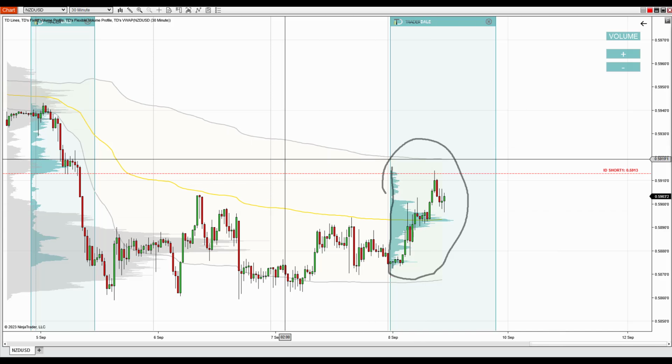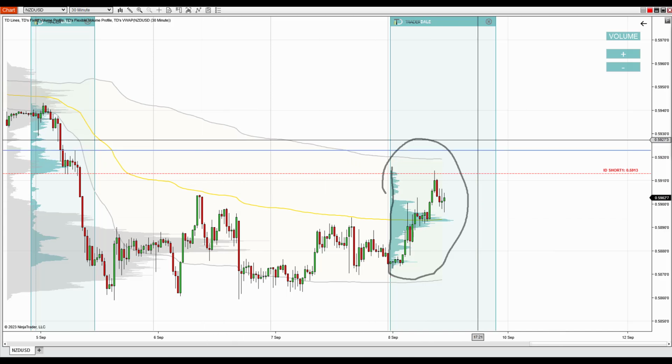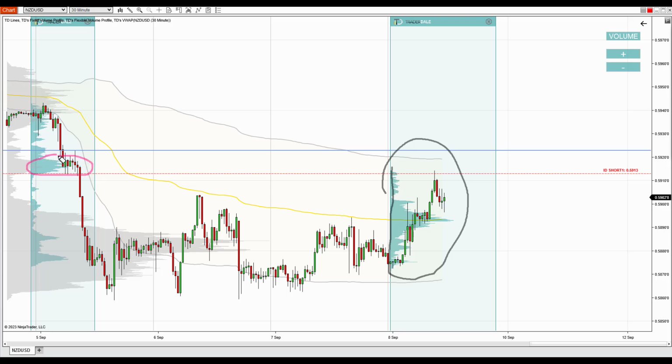Now, my stop loss was in here. Let me print a line there. I placed the stop loss according to my rules that say that stop loss needs to be behind a heavy volume zone and ideally at the top of a swing point. This is that little swing point right here. So that's why the stop loss was here. All right, this was the stop loss.